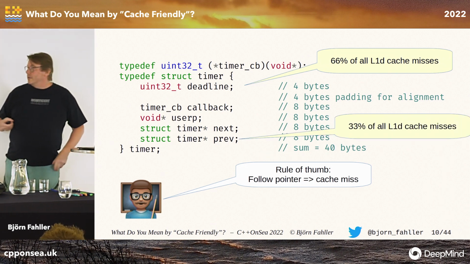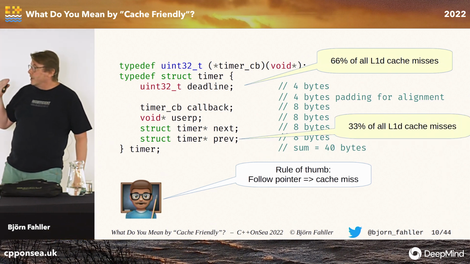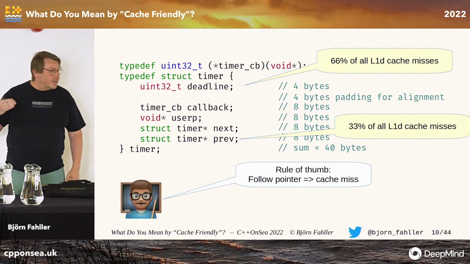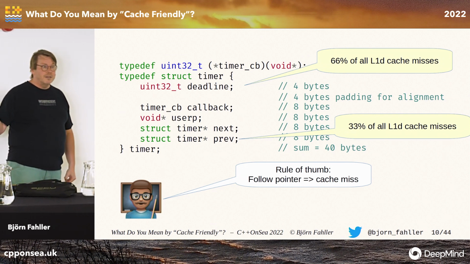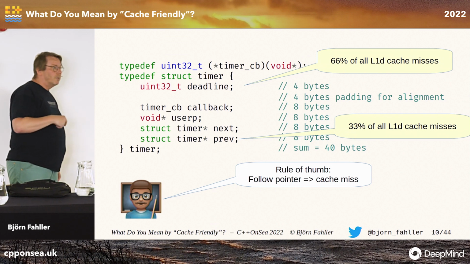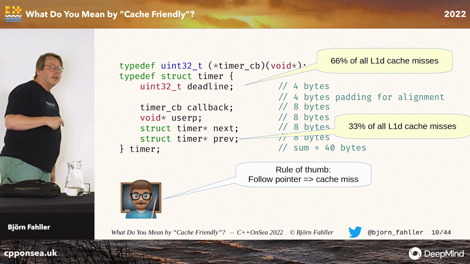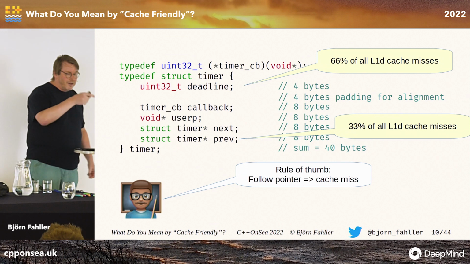But one-third of all cache misses are on going to the previous element. Why is that? Any ideas? Sorry? It's not aligned. Yeah, exactly, alignment.